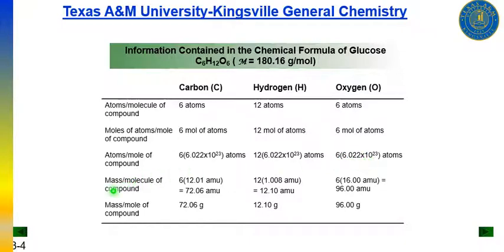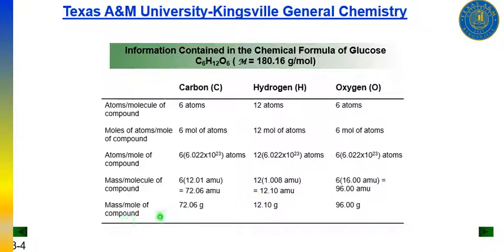And also, you can calculate the mass per molecule of the compound. In each of the compound, you have C6H12O6. For carbon, the mass of carbon in each glucose compound, you use 6 multiplied by the atomic mass of carbon, 12.01. Similarly, for hydrogen, 12 multiplied by 1.008, oxygen 6 times 16.00.